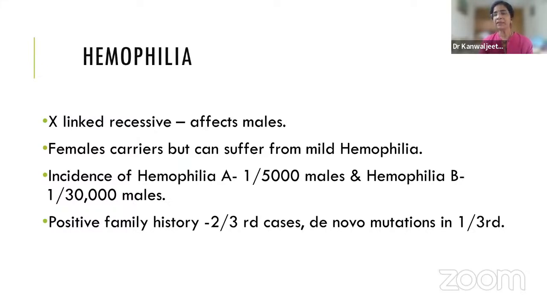Incidence of hemophilia A is approximately 1 in 5,000 males, and hemophilia B is 6 times less common, 1 in 30,000 males. Positive family history is there in 2/3 of cases, but it is not a must because de novo mutations occur in 1/3 of cases. So that is why it is important, because we cannot actually completely eradicate hemophilia by genetic screening and all that stuff, because de novo mutations do occur and they contribute to the significant burden of the problem.